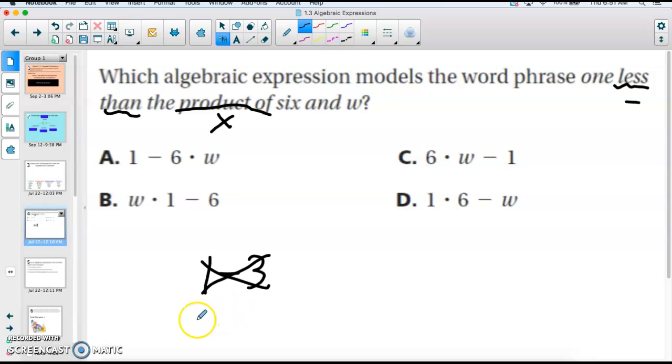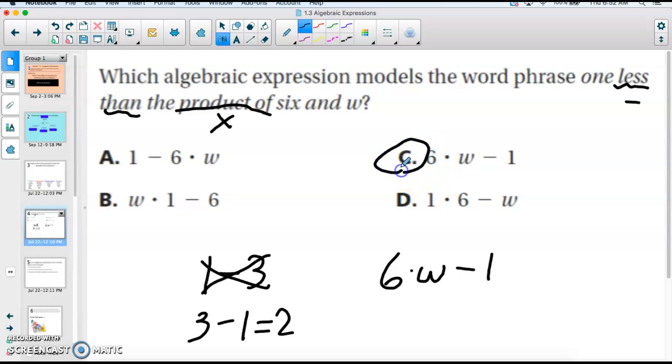1 less than 3 would end up actually being 3 minus 1, because we know that that equals 2, right? So I use that example for this problem because we have a product of 6 and w, so it would be 6 times w, right? We're using multiplication. And then 1 less than that, okay? The common mistake would be to do 1 less than, right? But that's not what we want because we need to subtract 1 at the end here. So 6 times w minus 1, so we're looking at answer C.